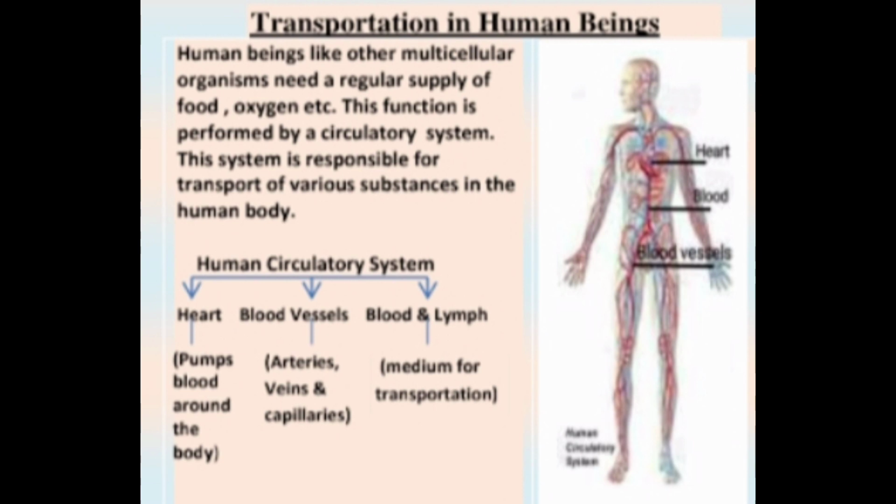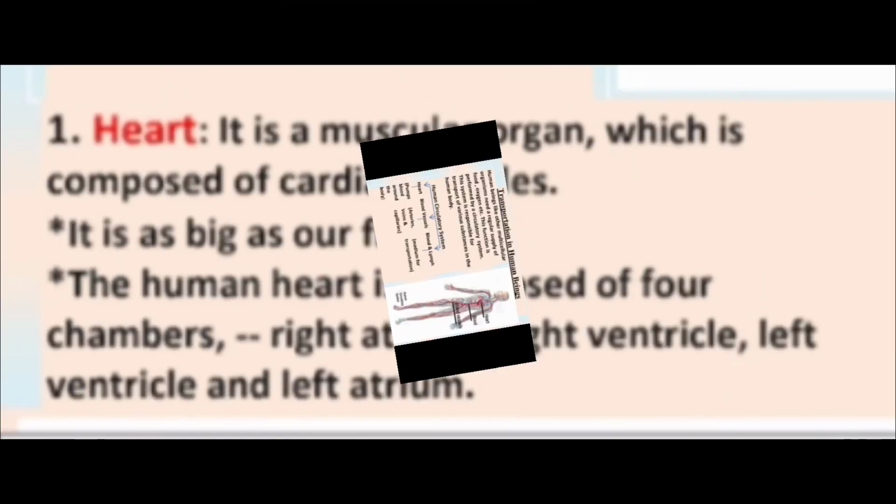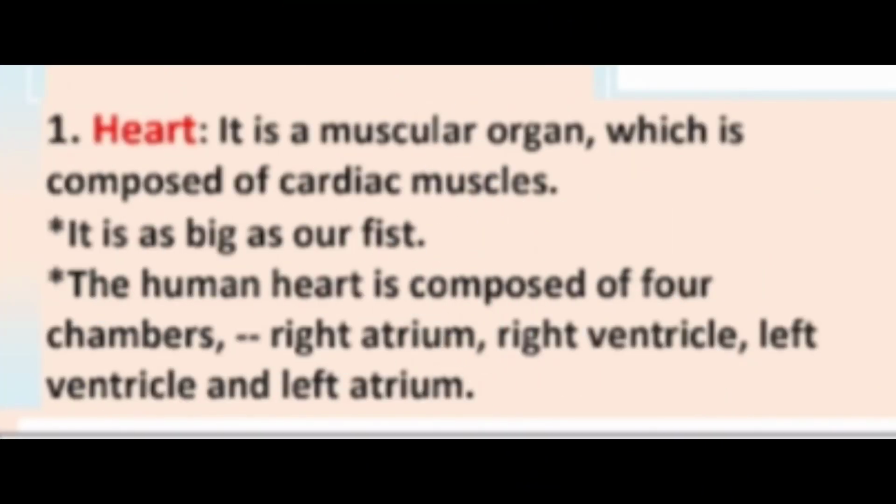Heart pumps blood around the body. Blood vessels: arteries, veins and capillaries. Blood and lymph are the medium for transportation. Heart: it is a muscular organ which is composed of cardiac muscles. It is as big as our fist.